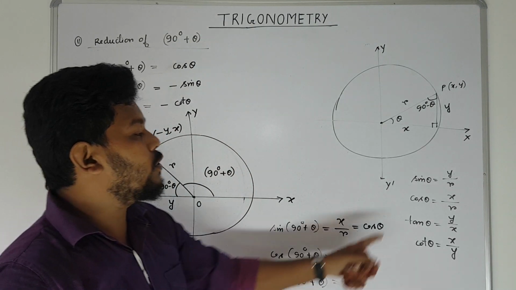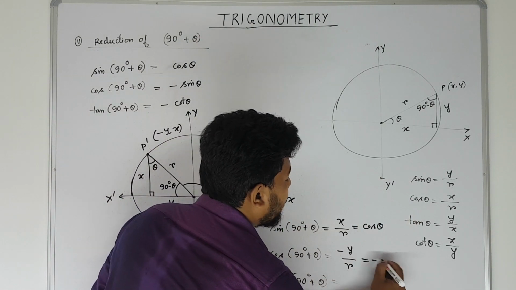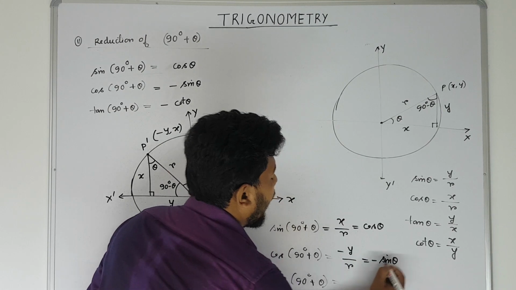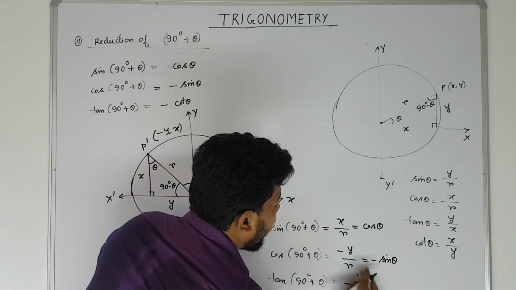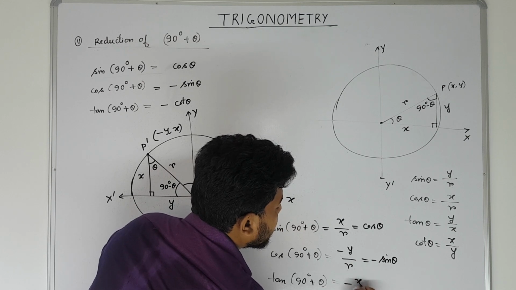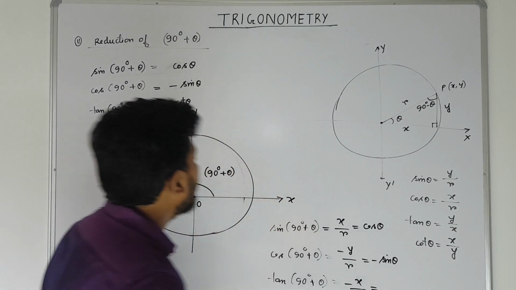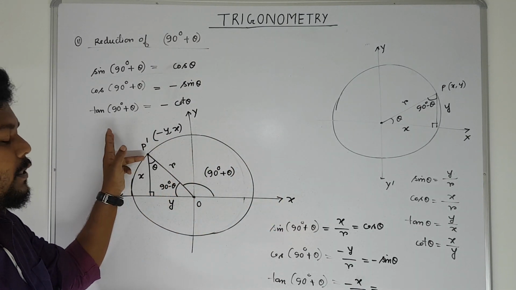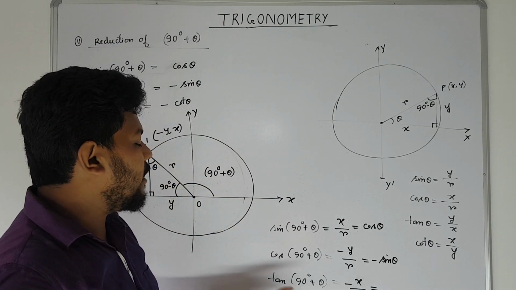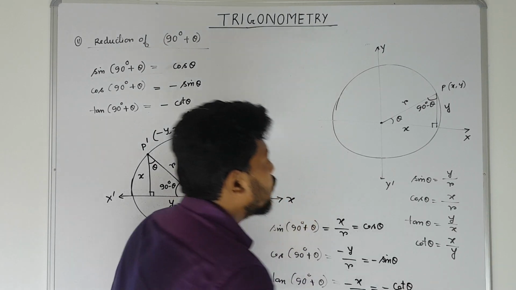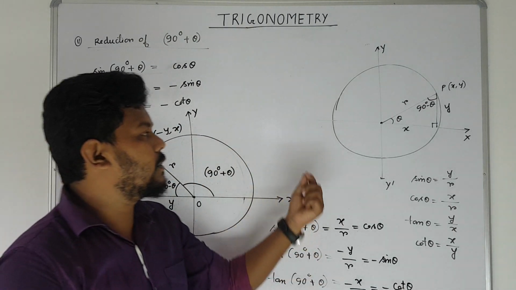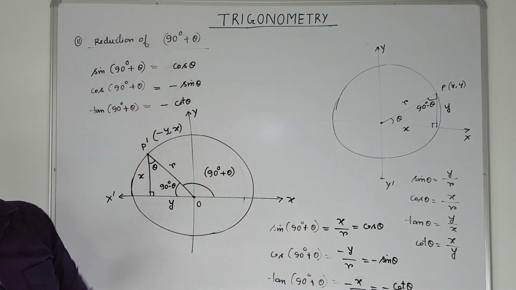Y by r is equal to sine theta, so it becomes minus sine theta. And what is tan of 90 plus theta? It is equal to minus x by y, the ratio of y coordinate by x coordinate. So minus x by y, what is minus x by y? It is equal to minus cot theta. So I have reduced the angle 90 plus theta.